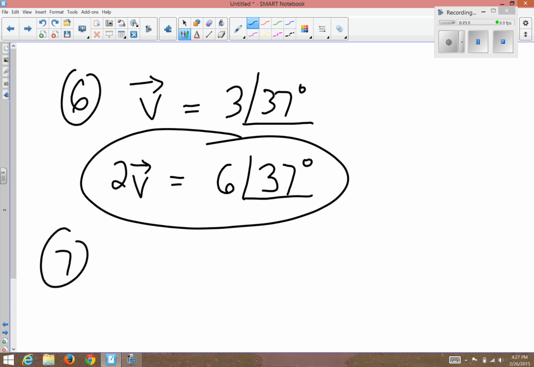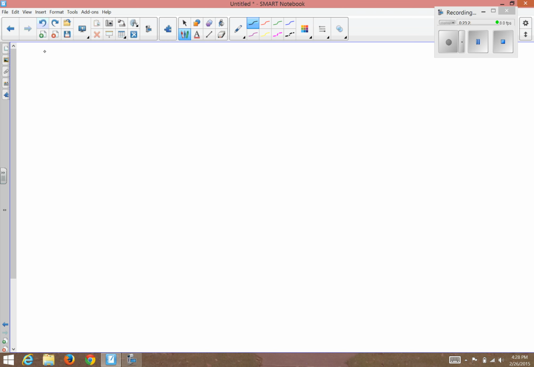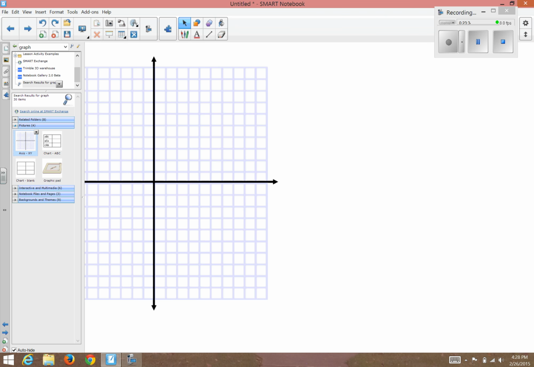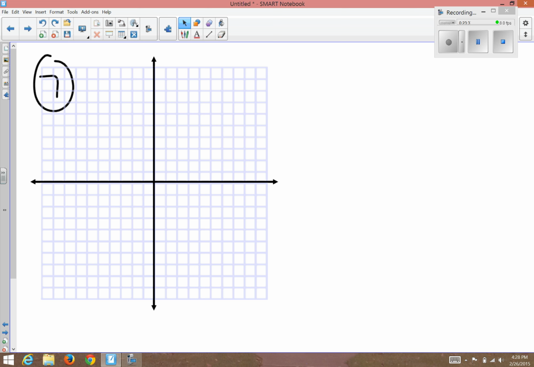Number 7. The initial point of a vector is 3, 1. 1, 2, 3, 1. That's where the vector starts. We usually start at 0, 0, but let's see where this is going. The terminal point is 1, negative 2. So they're talking about this vector. I'll make it green. Initial point, 3, 1. Terminal point, 1, negative 2.